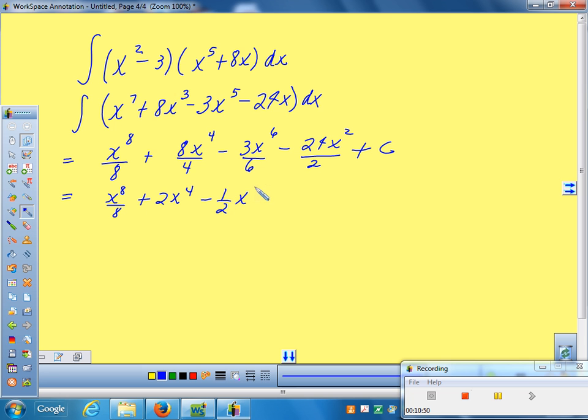How do you get the 24x squared? Add 1 to my power. Oh, that's right. All these, do we have to divide by two? Oh, no, you don't. You could pull out a factor, but they don't bother with that.